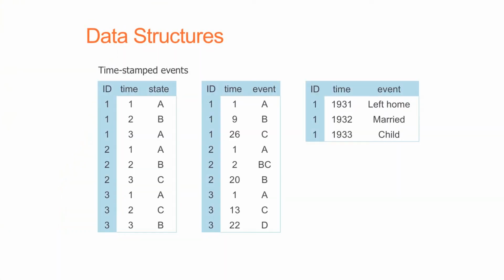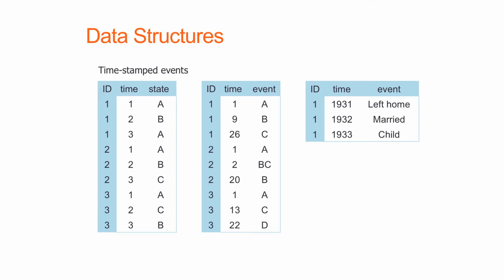Okay, I have several examples of data structures here. First one is for time-stamped events. And this goes along with the first kind of simple time scale. So we have times 1, 2, and 3 for 3 people, and we have their states, A, B, and C.